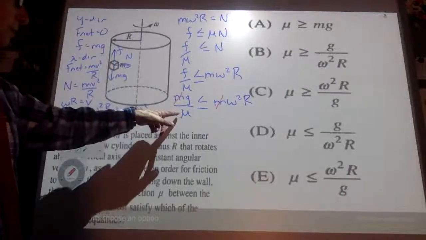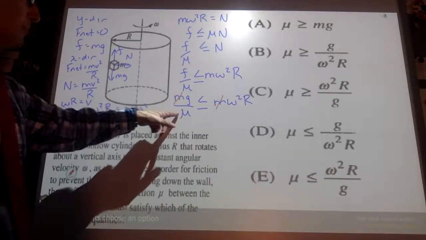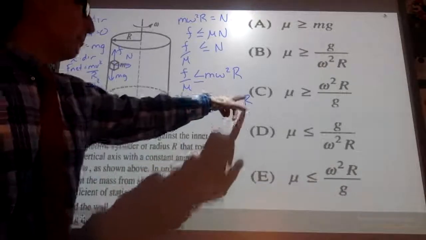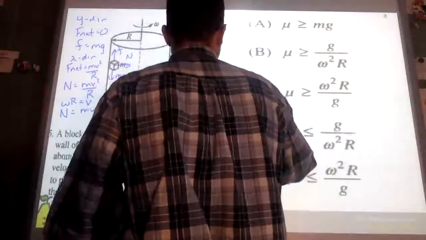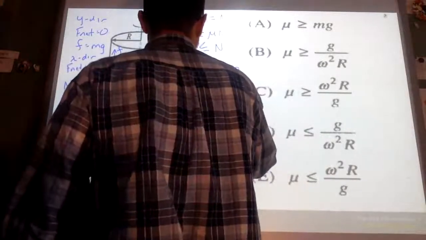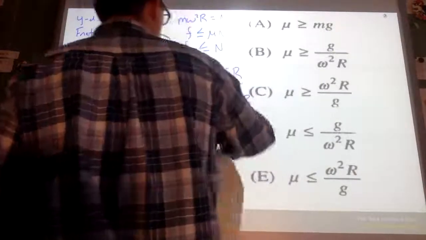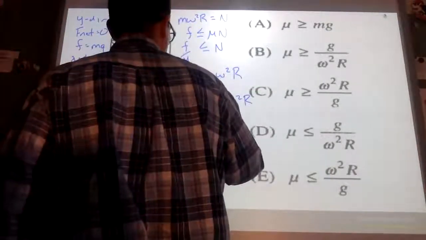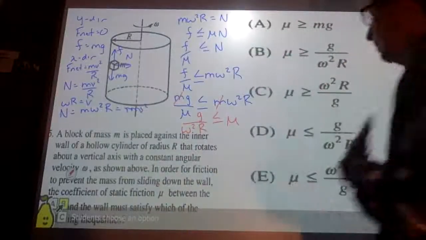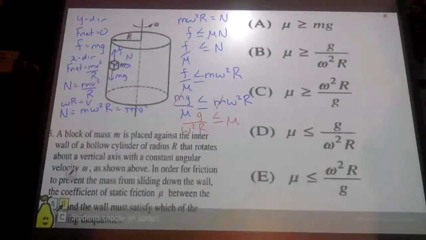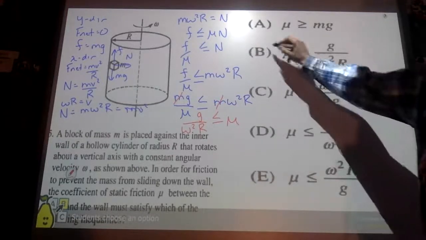I'm going to multiply both sides by mu and divide both sides by omega squared r. So over here, I'm going to have mu. Over here, I still have a g, and I'm going to divide by omega squared r. And so mu is greater than or equal to g over omega squared r, which is B.